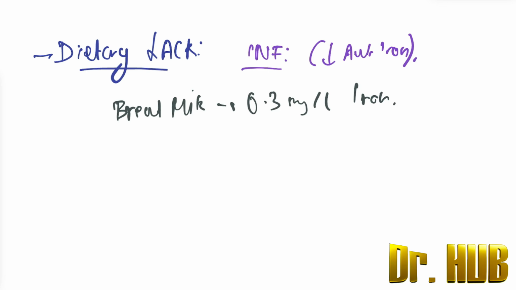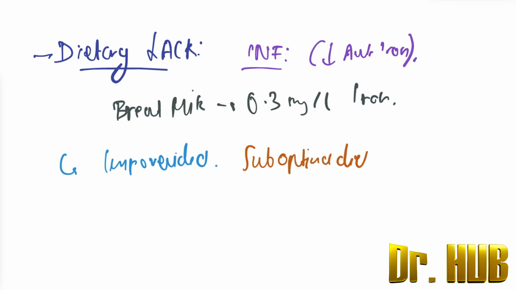And then the impoverished, who can have suboptimal diets. So this is for socio-economical reasons at any age.